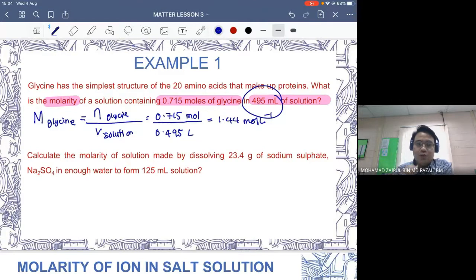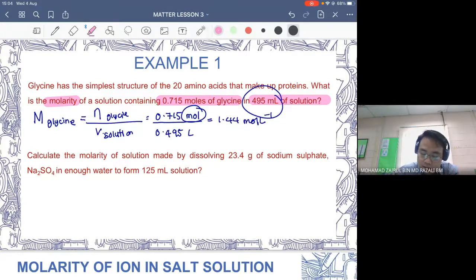Okay, unit for number of mole is mole. However, the spelling is quite different. The spelling is MOL, not MOLE. Okay, so jangan pula awak tulis unit dia ni sebagai MOLE. Okay, itu bukan unit. Unit dia adalah MOL. Okay, so question number 2.